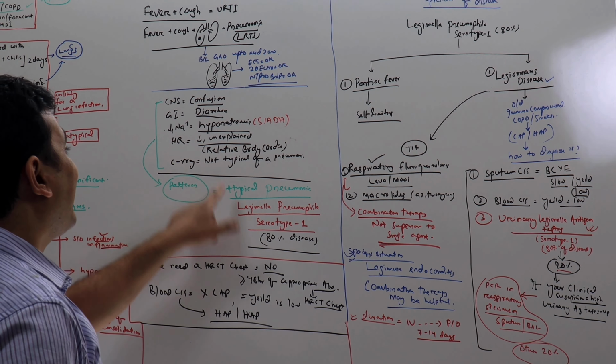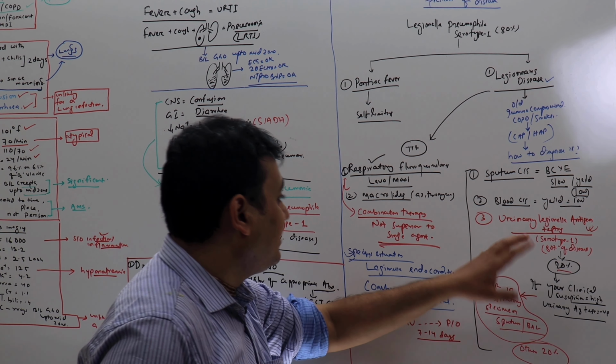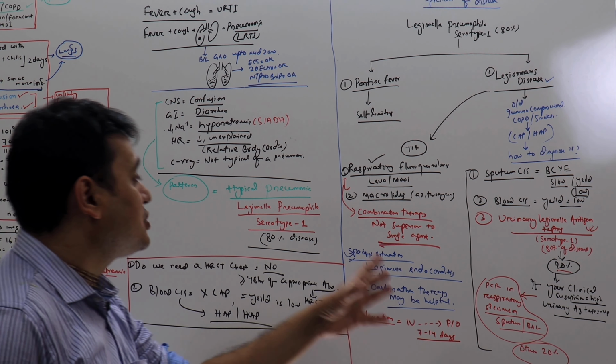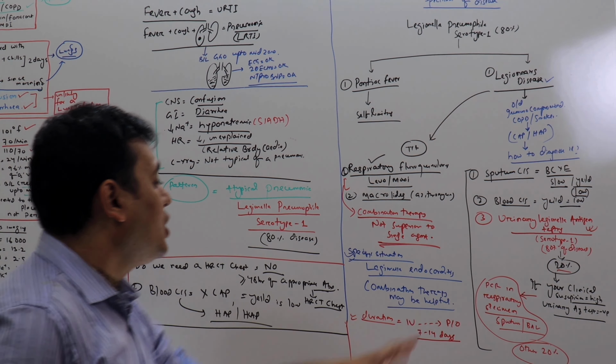Another atypical thing is sputum is not diagnostic, unlike typical pneumonia. Here we have to check for urinary antigen testing. Only if it is negative, then for the remaining 20% of the disease, which is caused by other serotypes, we do a PCR in the respiratory specimen. So this is the reason why this is called atypical pneumonia, because everything is different from a typical pneumonia.